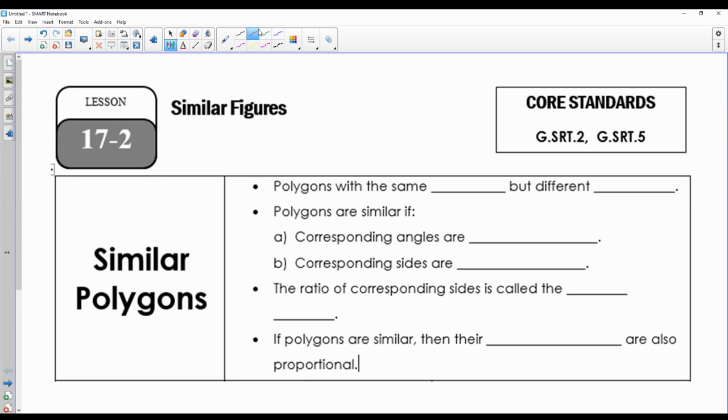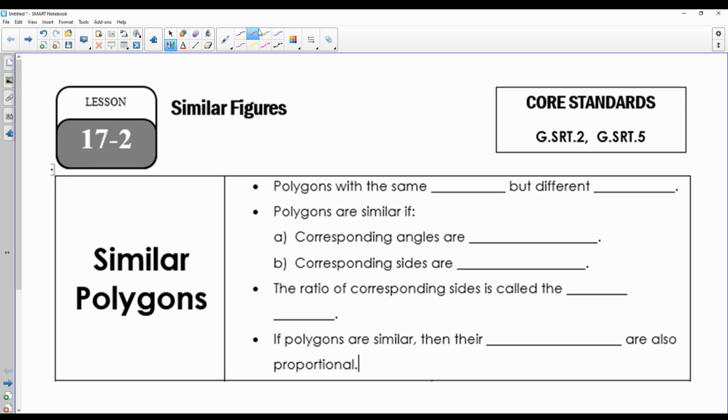All right, so this lesson 17.2 is on similar figures. The rest of the unit we're going to be talking just about similar triangles, but this unit we're opening up to lots of different figures. We're going to have some quadrilaterals in there and different shapes as well.